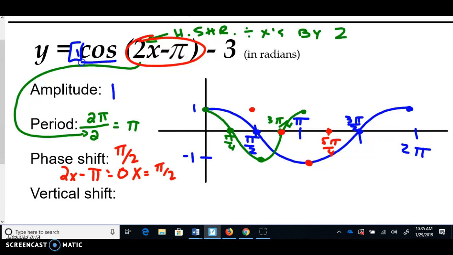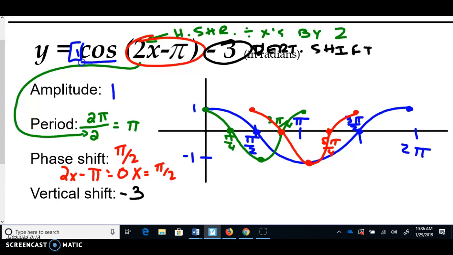Green point that's at pi, move it to the right 90, so pi, which is 180, plus 90, 270, 3 pi over 2. Red curve is from the phase shift change. And the vertical shift, this is the easy one. Oops, vertical shift, down 3 units. So take the red curve and move everything down 3 units.